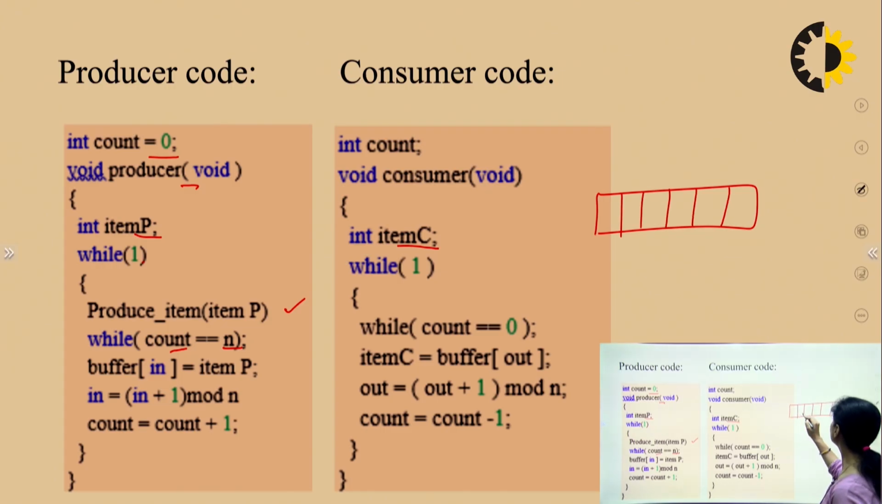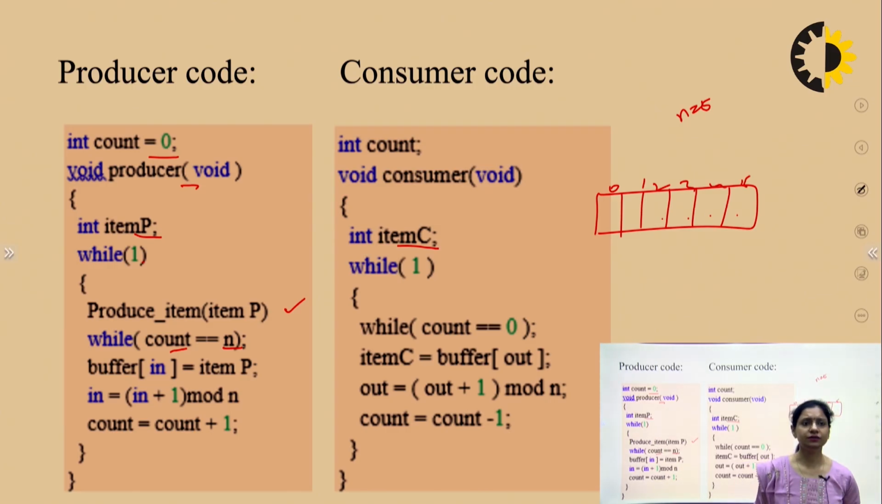So, here we have 1, 2, 3, 4, 5, 6. So, the value of n is 5 because we start with 0, 1, 2, 3, 4 and 5. So, we'll check if the value of count is equal to the buffer size. In that case, the producer has to stop the production and it will keep on waiting.